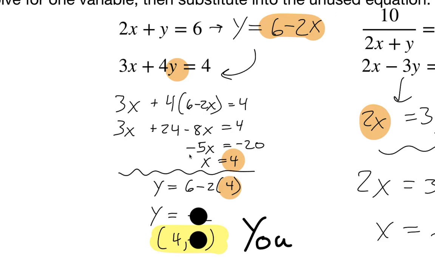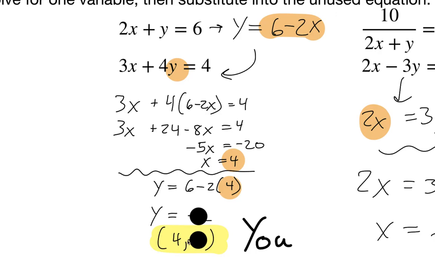Distribute, combine like terms, solve for x, you get x is equal to 4. And if x were equal to 4, then you can use this equation to figure out what y is equal to. So you get y is equal to 6 minus 2 times 4, which is a value that you can figure out, and I'd like you to do that right now.